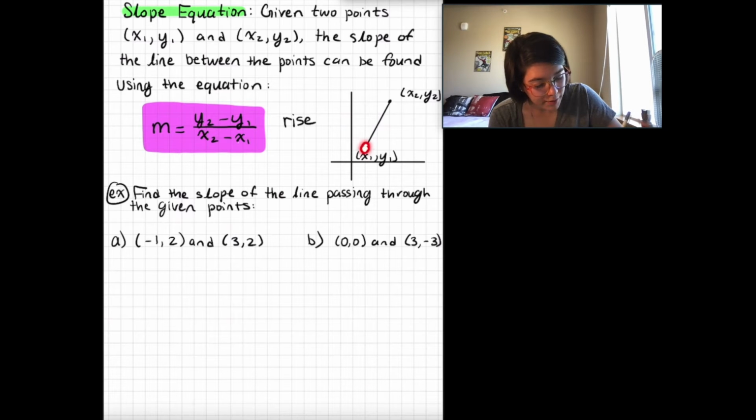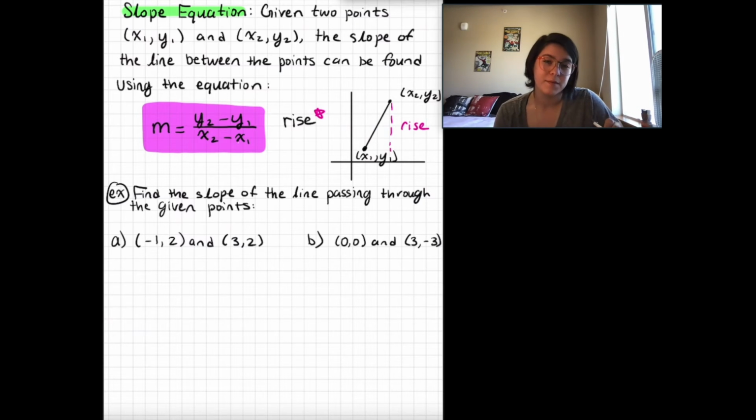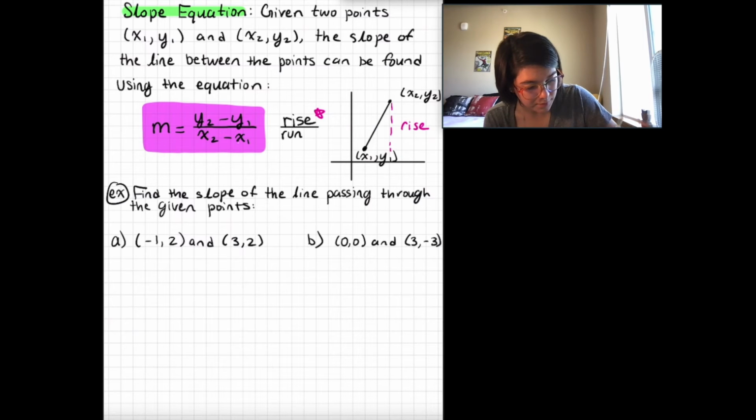So here's our y1. So here's our y2, starting here. And we're going to our y1. So this is our rise. When we're looking at the difference between our x coordinates, we're looking at the run. So we call this over run. So that's the change in our x coordinates.